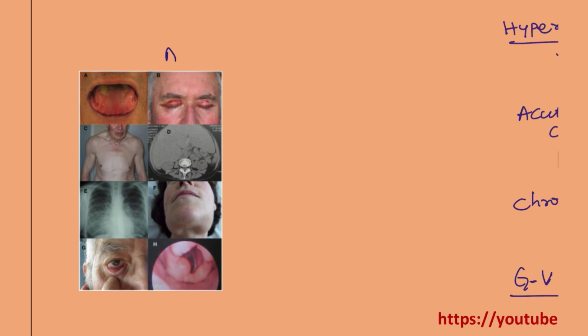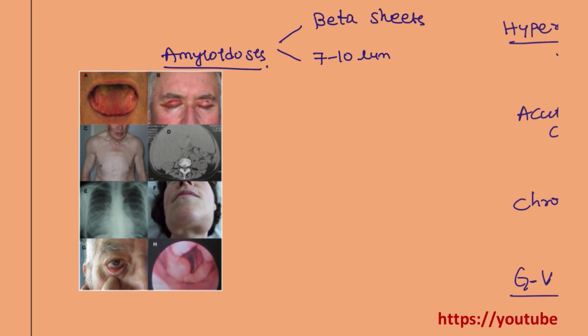So next, moving on to another condition, amyloidosis. Amyloidosis contains beta sheets, and the size is 7 to 10 nm only. The size is very small. Next, what is the most common type? The most common type is AL. This is the primary amyloidosis. AA is the secondary type. In the secondary type, it is associated with rheumatoid arthritis patients.